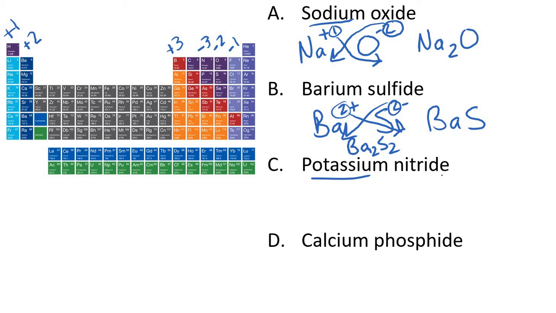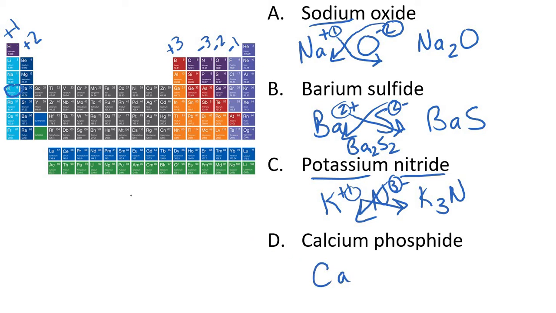How about potassium nitride? Potassium, we go find it, here it is, K, first column, it's +1. Nitride, that's nitrogen. Notice the ending of these words just changes to ide, so nitrogen, and it's got a -3. Cross and drop, can you see the trend here? So K3N, potassium nitride.